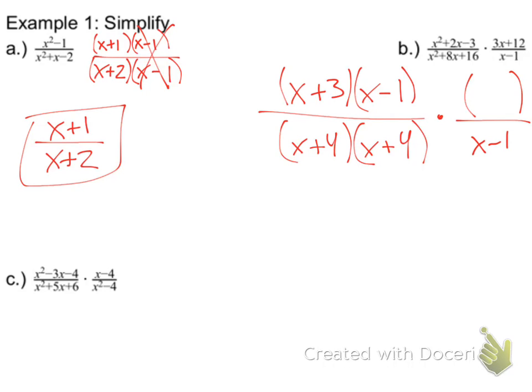Next, what can I take out of there? Take a 3 out. And I get x plus 4. So I've factored everything. Now I'm just going to apply my fraction rules. I am multiplying. If I multiply fractions, what do I do again? Just multiply across.